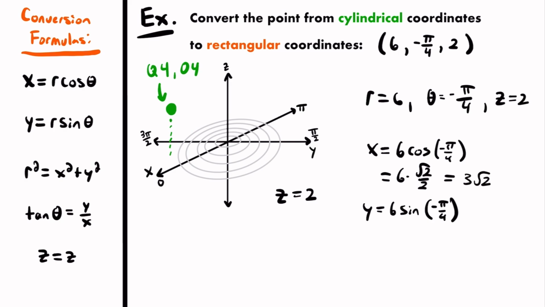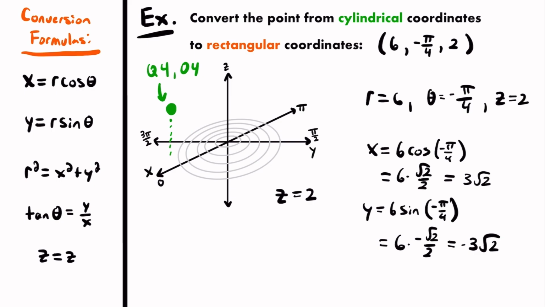And then for y, sine of negative pi divided by 4 is the negative square root of 2 divided by 2. So this is equal to 6 times the negative square root of 2 divided by 2. 6 divided by 2, once again, is 3. So this is equal to negative 3 square roots of 2. Okay, so those are our three coordinates.